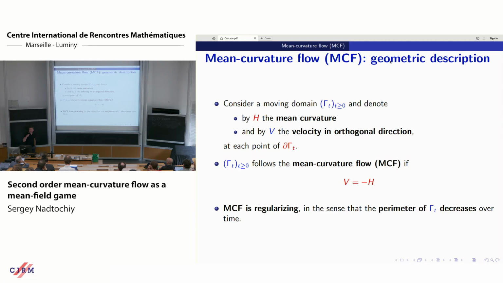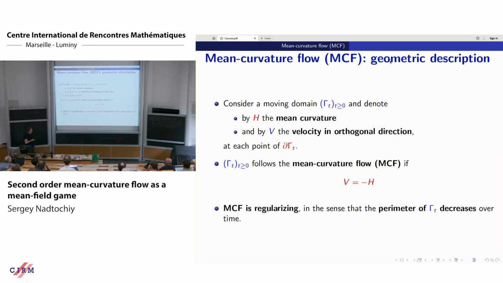Of course, the negative comes from the assumption on the signs. So I think of H being positive if the domain is convex there, and V being positive means that the domain expands, right? With this sign convention, you get this very simple equation. You can put a constant here, but it doesn't matter. It scales out once you change your time by scale.